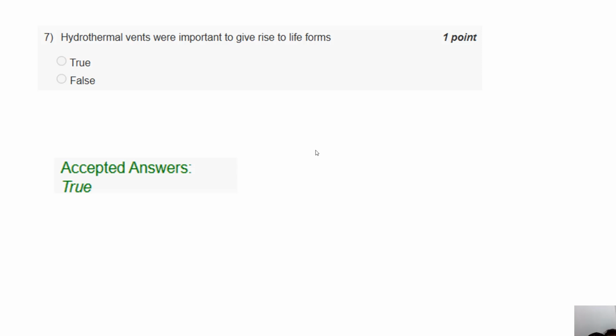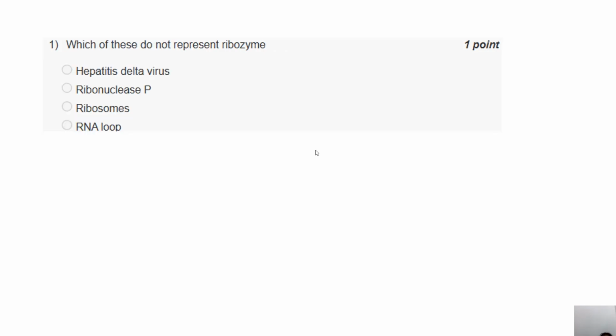Okay, so there are no more questions or doubts related to this question. We'll move on to the next question for today, which is: which of these do not represent ribozyme? Hepatitis delta virus, ribonuclease P, ribosomes, or RNA loop? I'll wait for 2-3 minutes for you to answer. Then we'll move on with the discussion of this question as well.